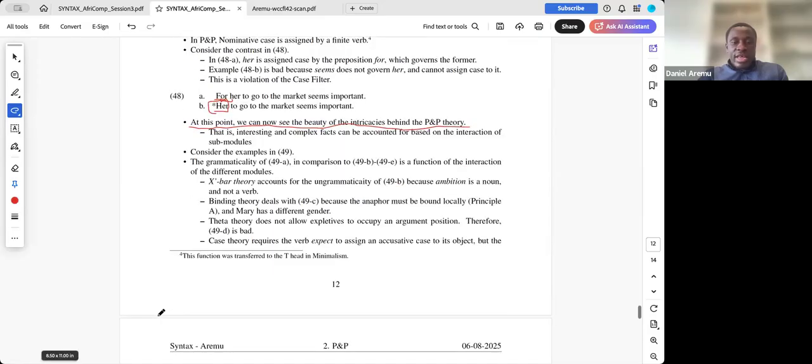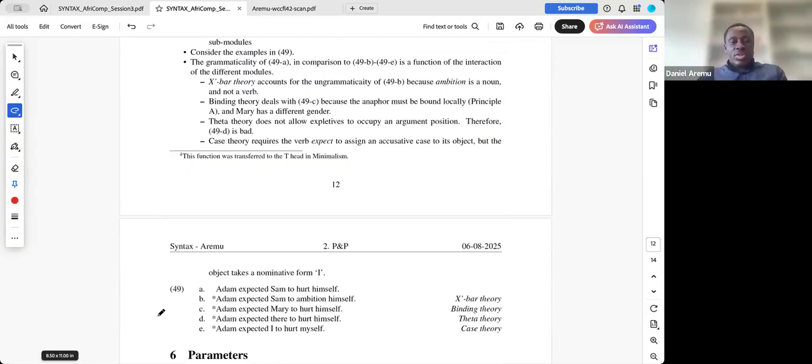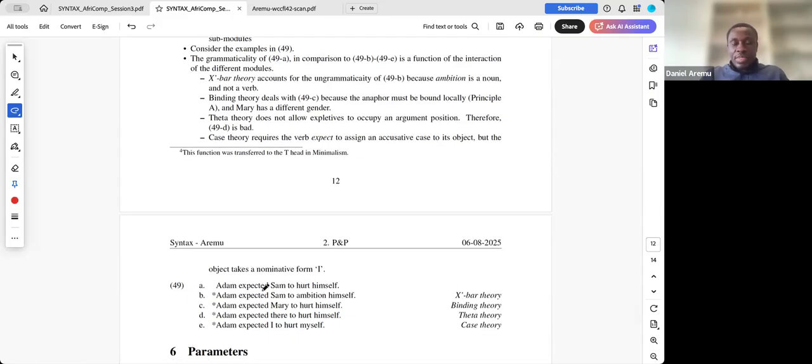So now what I want to show with this last example in 49 is that I've been saying all these models, in a way, you might think are independent. No, they are not independent of themselves. They are actually interdependent. When you look at one model, what you know about the second model can even help you in the other models, the other theory. And that's what you're going to see in 49. So let's look at 49a. If you say Adam expected Sam to hurt himself, that is our main sentence here. So Adam expected Sam to hurt himself.